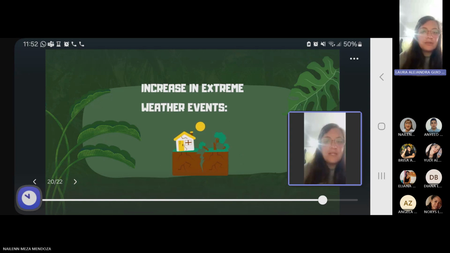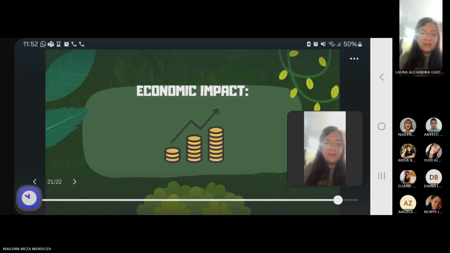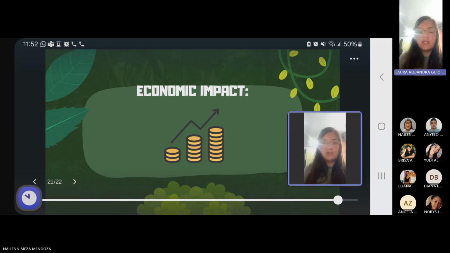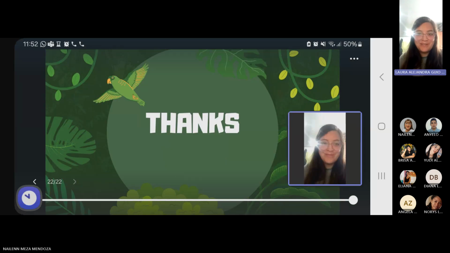Increase in extreme weather events. Climate change can lead to an increase in the frequency and intensity of extreme weather events, such as hurricanes, typhoons, and severe storms. The next one. This is the last one, economic impact. Climate change can generate significant economic loss in different sectors, especially those related to agriculture. And this is all. Thank you so much.